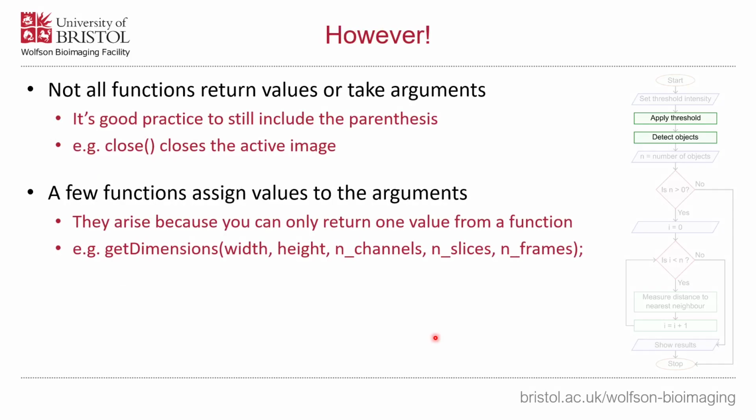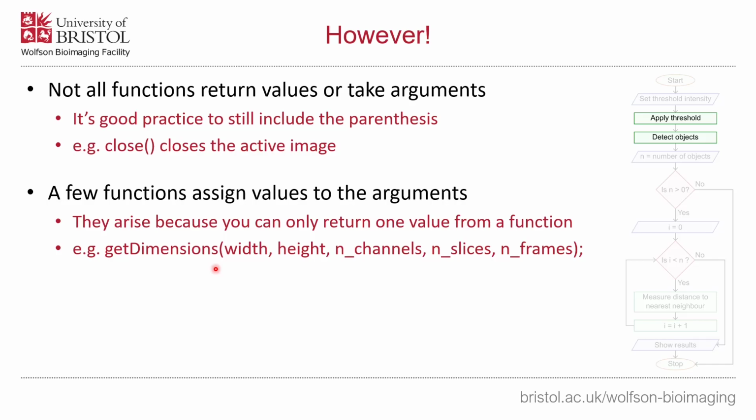However, there are a few exceptions to this rule. One of these is that not all functions will return values or even take arguments. So a good example of both of these is the close function. So close is the function name. You still have to provide the brackets, although I think you don't necessarily need to, but it is definitely good practice too. And it doesn't return a value. All this one does is it just closes whichever image is currently active in ImageJ. You also might find one or two which don't return values in the same way.